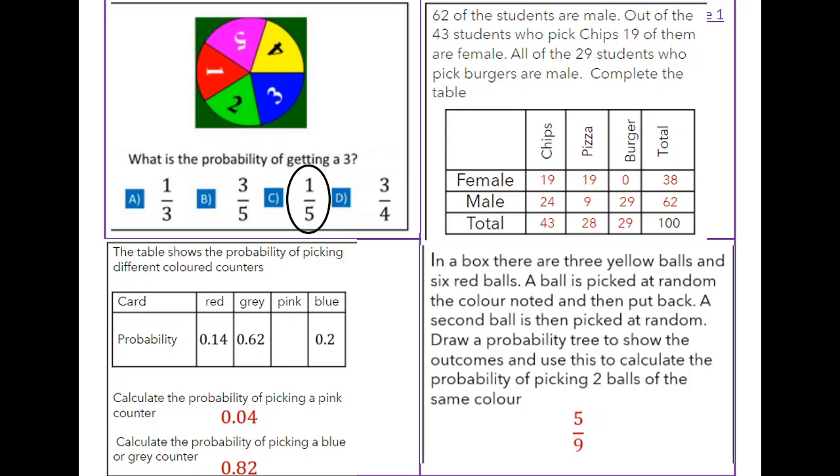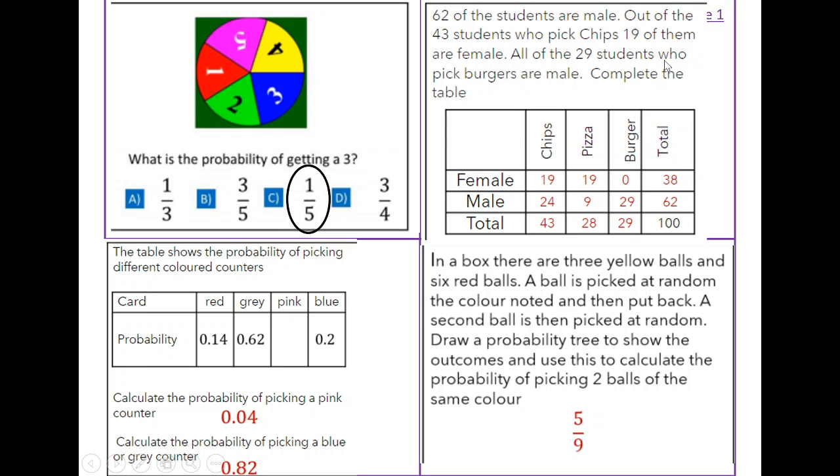Okay, first of all, the probability of getting a 3. There's 1 three out of 5 sections, so the probability is 1/5. We've got a two-way table here, and we have to put all of the correct information in. So we've got 62 of the students were male, so the total needs to be 62. Out of the 43 students who pick chips, so chips was a total 43, 19 of them were female, which means you can then do 43, take away 19 to get the 24.